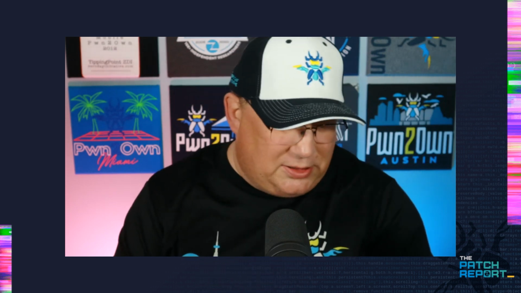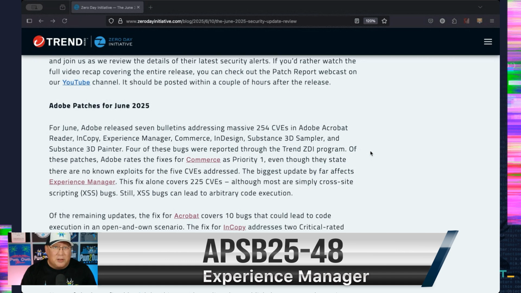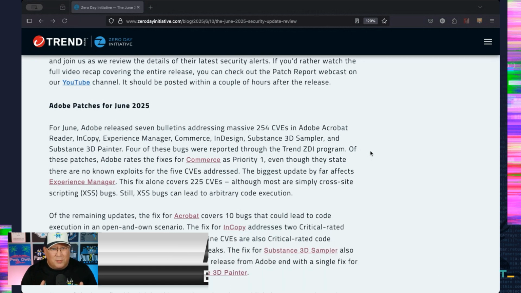So let's get into the details of what Adobe has sent us, because they have sent us a mountain of bugs, 254 CVEs. Whew, if you're thinking to yourself, that's a lot, you're right. That's a lot. That's a new record for Adobe. But the good news is that most of these are actually cross-site scripting bugs in Experience Manager. So yes, you could lead to code execution, but maybe not as serious as you might think.